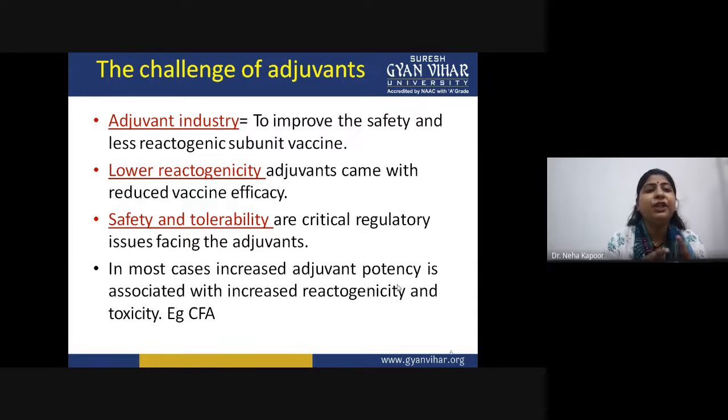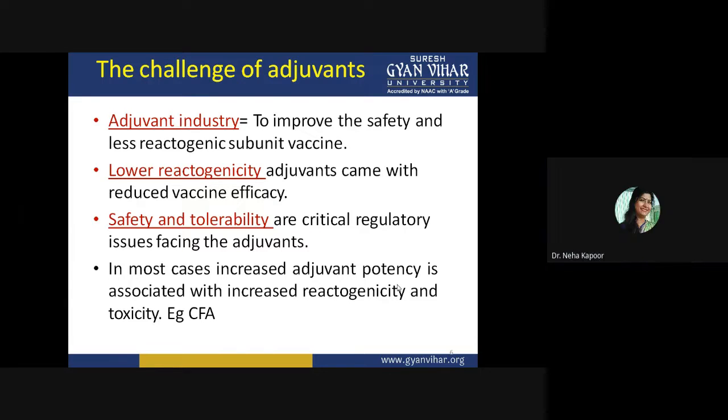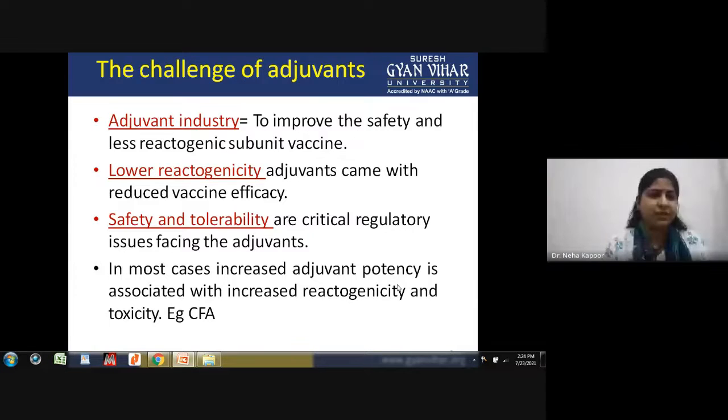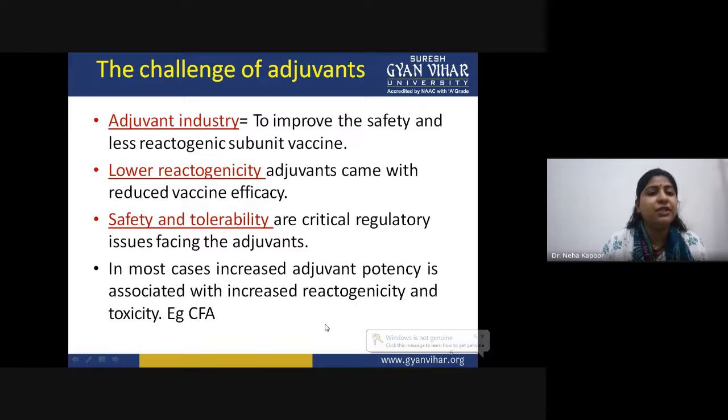They came with reduced vaccine efficacy. If you are using an adjuvant with the least reactivity, the efficacy of that vaccine is actually compromised. That is the major part. Next is safety and tolerability. Safety and tolerability are the critical regulatory issues that we normally face whenever we use adjuvants, because in most cases, increased adjuvant potency is associated with increased reactogenicity and toxicity.